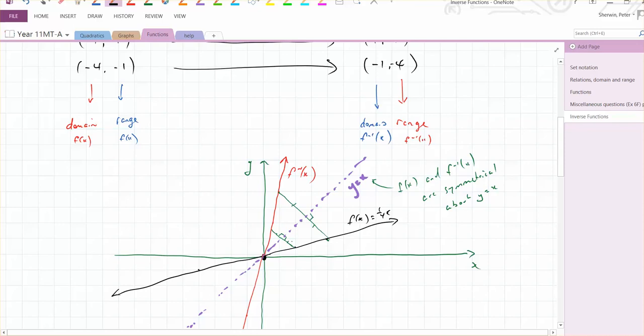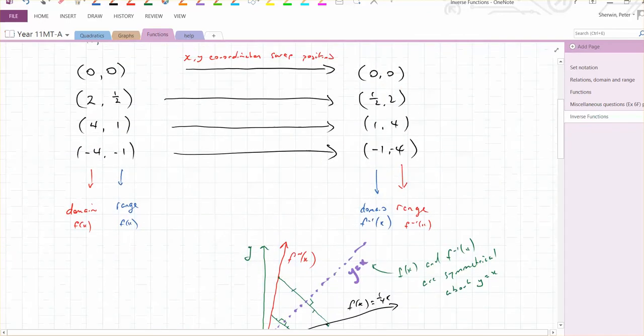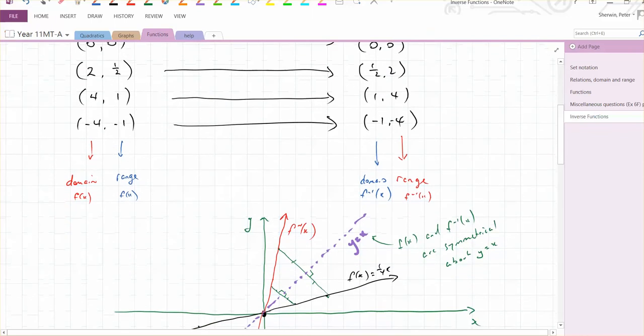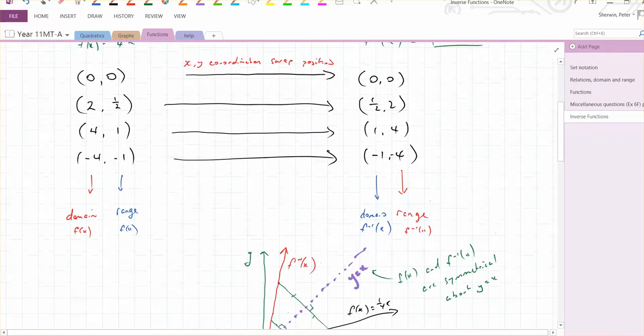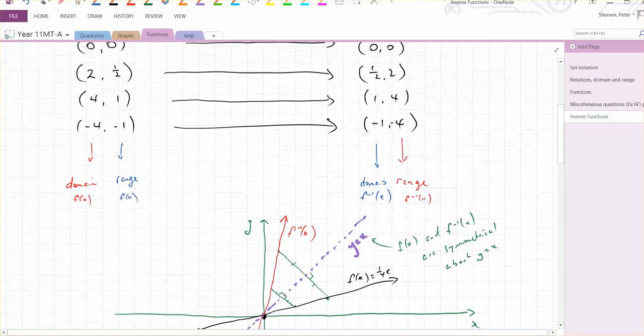And if we do that to every point on this black line, we end up with the red line, which is the graph of the inverse function of x, which has equation y equals 4x. We can see that by having a look at the gradient of the red line, which is 1 across and 4 up. So the gradient's 4, it goes through the origin, so y equals 4x.